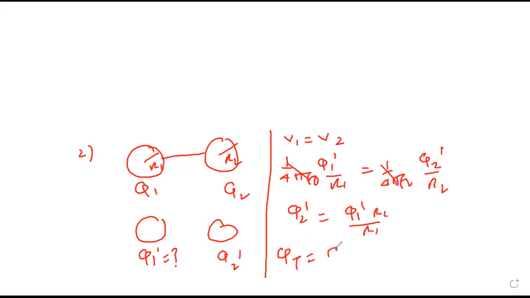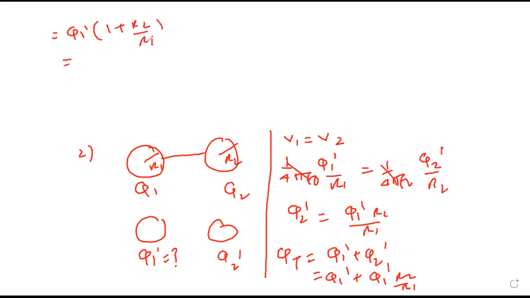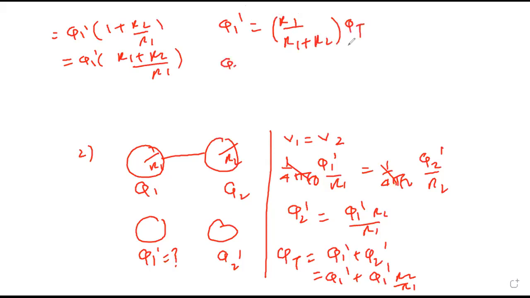So total charge is Q1 dash plus Q2 dash, which will be Q1 dash plus Q1 dash R2 upon R1. Therefore Q1 dash common, 1 plus R2 by R1, which is Q1 dash into R1 plus R2 upon R1. So Q1 dash will be R1 upon R1 plus R2 of Q total, and Q2 dash will become R2 upon R1 plus R2 of Q total. These two formulas, for condenser and sphere, please remember, if they are connected together, to get the distribution of charge.